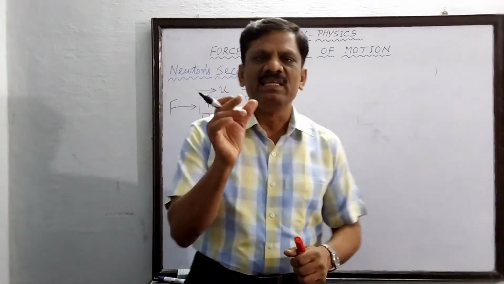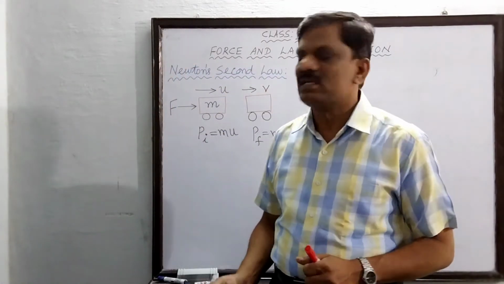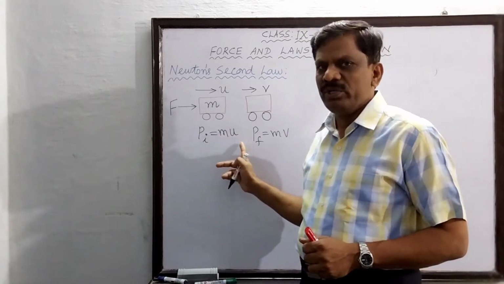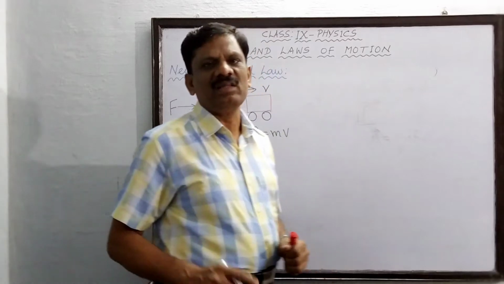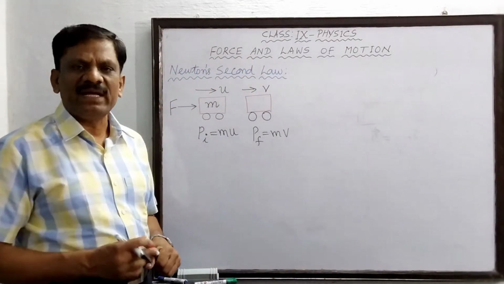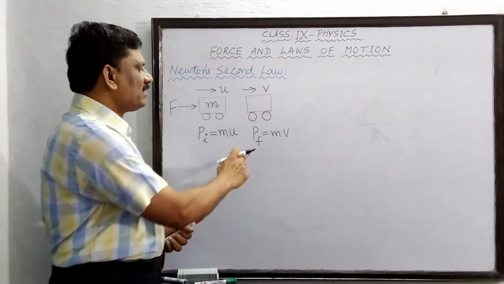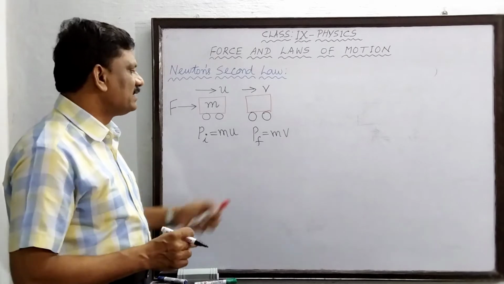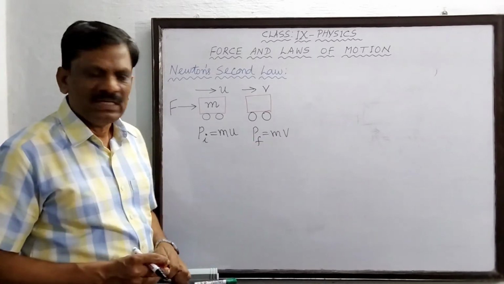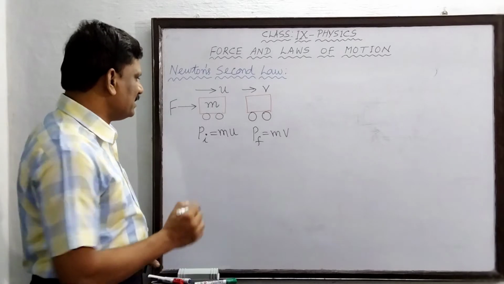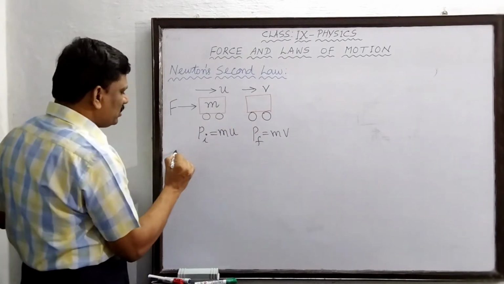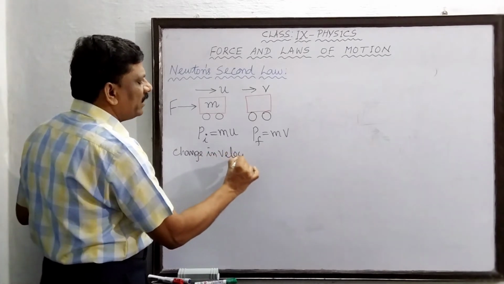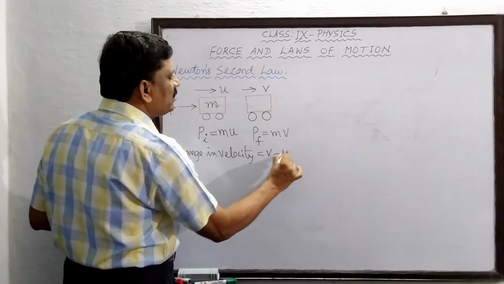Okay. So what is the initial momentum before applying the force? That was denoted by p initial, p_i, that is equal to m into u. Then after the force has been applied on the body, the velocity of the body has increased, so that its final momentum has now increased, which is denoted by p_f is equal to mass into final velocity. So what is the change in velocity? v minus u. So change in velocity is equal to v minus u.